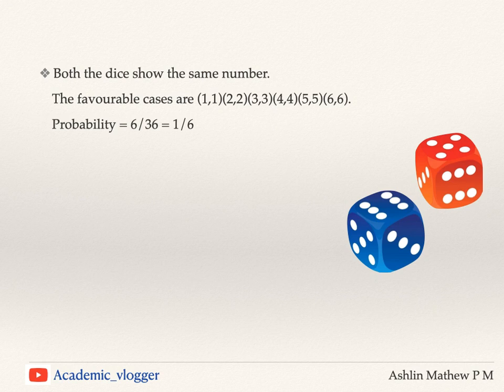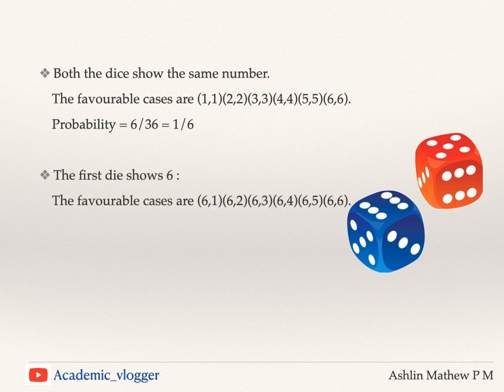The next question is to find the probability that the first die shows a 6. There is a restriction that the first die must show only a 6, and it is unrestricted on the second die. So what could it be? It could be 6 1, 6 2, 6 3, 6 4, 6 5 and 6 6. Therefore, the favorable cases are given here, which are 6 1, 6 2, 6 3, 6 4, 6 5 and 6 6.